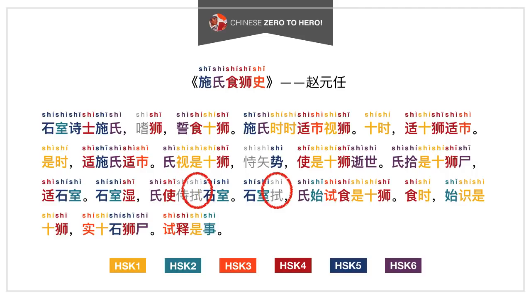So in the first instance, that means this person made his servant to wipe the stone den, to wipe the stone den. And in the second instance, that means the stone den is wiped. So now you should be able to understand the poem.